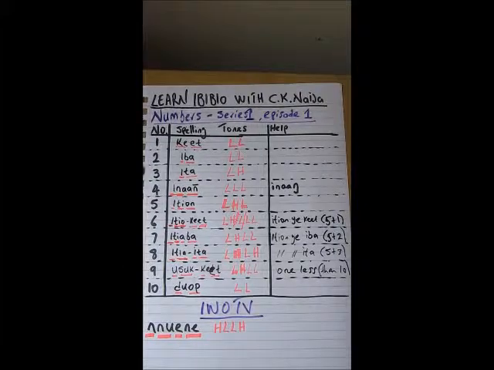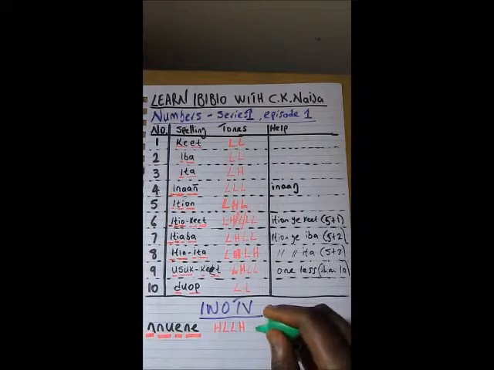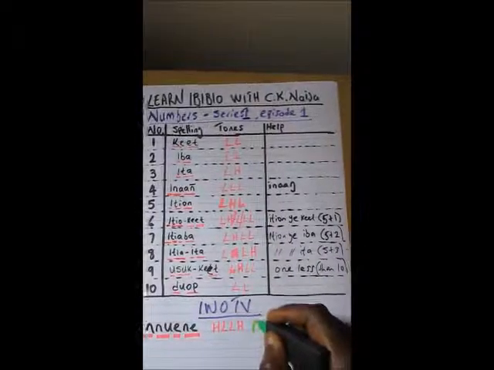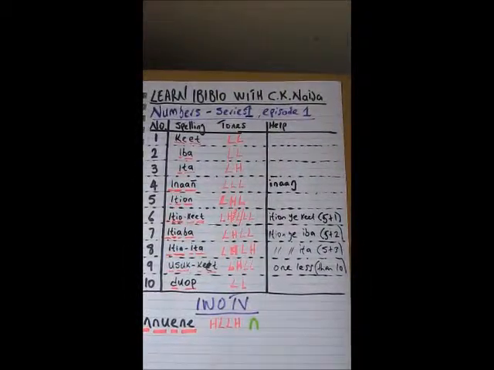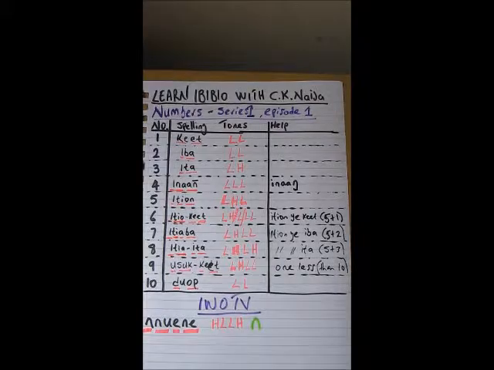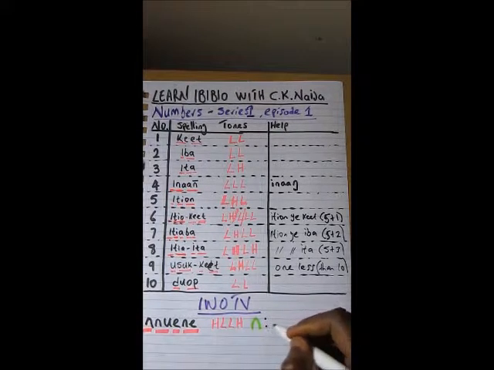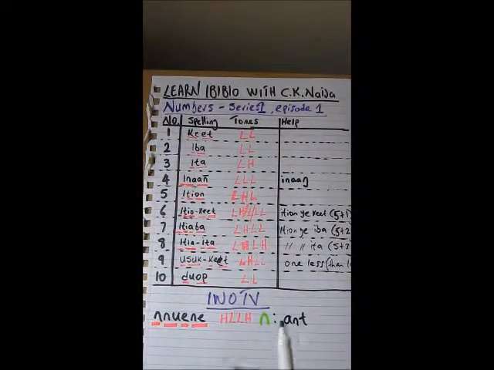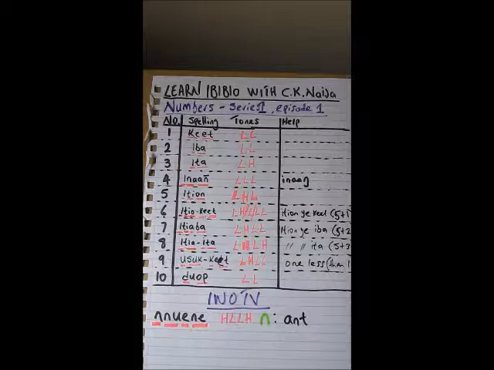This is a noun. I don't know if you can see that. A noun. Nuene is a noun, and it is the word for ant. Nuene means ant in English. Yeah, so that is the interesting word of this video.